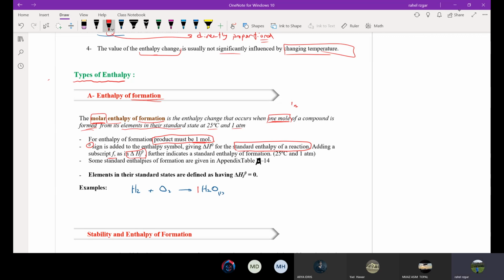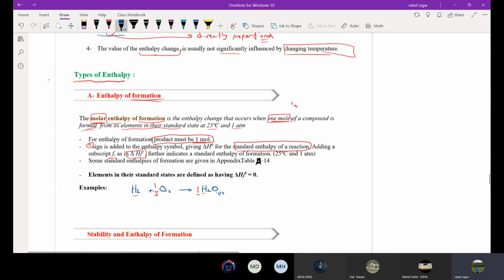All right, let's balance it. We have 2 hydrogen here, 2 hydrogen here. What about oxygen? Oxygen is 1 here, and 2 here. In these cases, how do we balance it? We balance it like this, with 1/2, because we don't want to change this one. If you change this one, it will not become formation.